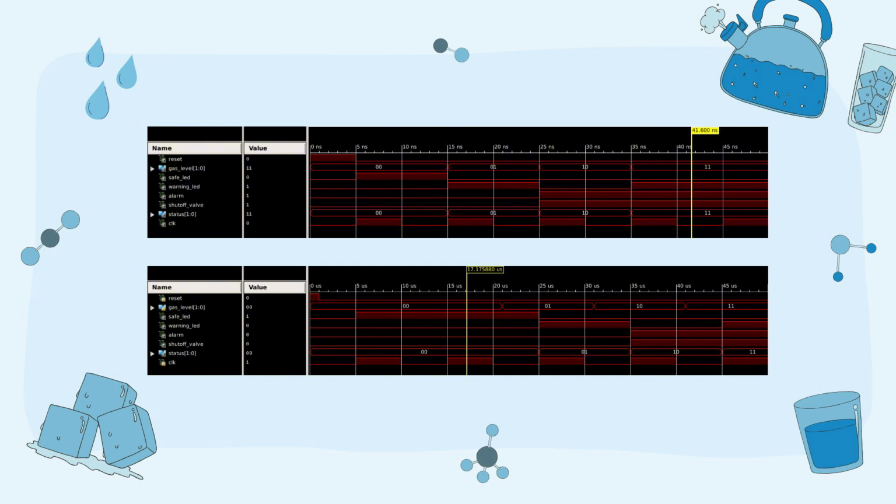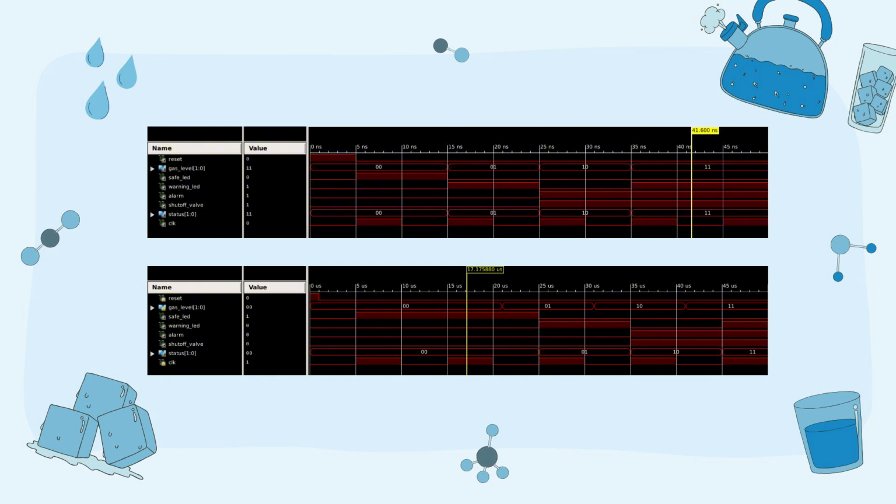When the gas level is set to 00, the system activates the safe LED, indicating a normal condition. When the gas level changes to 01, the warning LED is activated. For 10, the alarm and shutoff valve are turned on, representing a dangerous gas condition. When the gas level becomes 11, multiple outputs are activated, indicating a critical state.